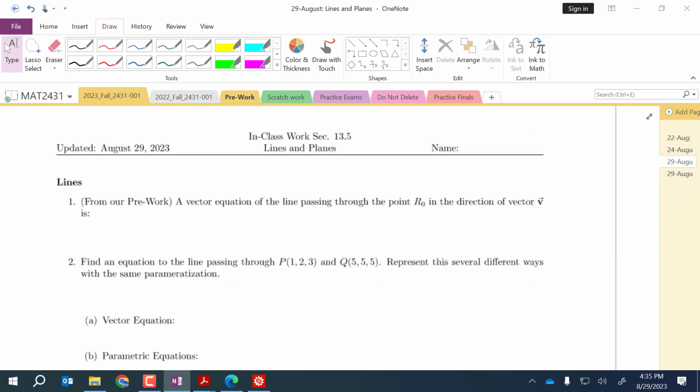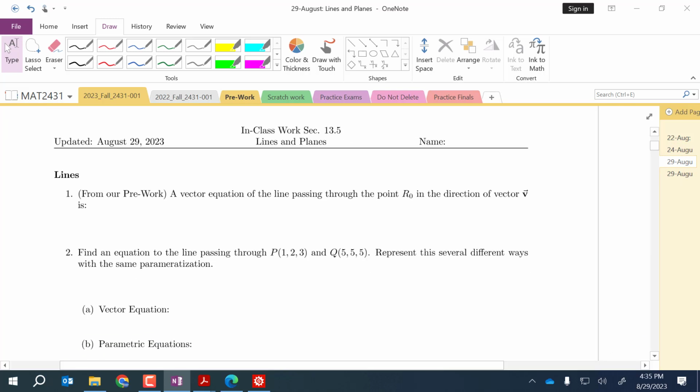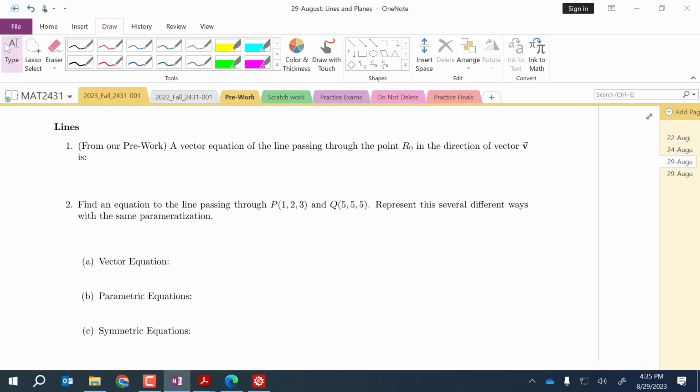Okay. So we looked at our pre-work last night, and we had 2 topics. One was lines and planes, and the other was our quadric surfaces. So let's go ahead and remind ourselves, what was the vector equation for a line? How are we going to give a vector equation for a line? So the picture that we started off with was we could think of a line as a collection of tips of vectors, right?